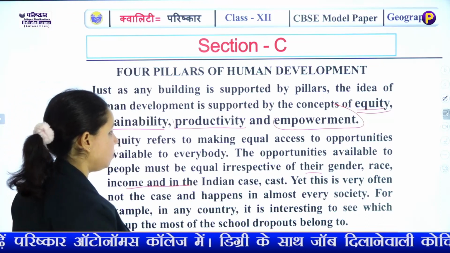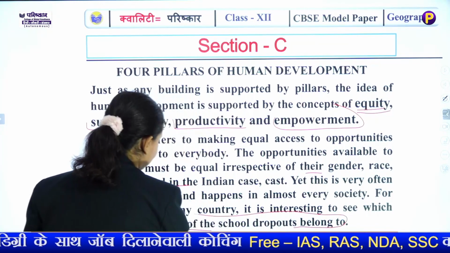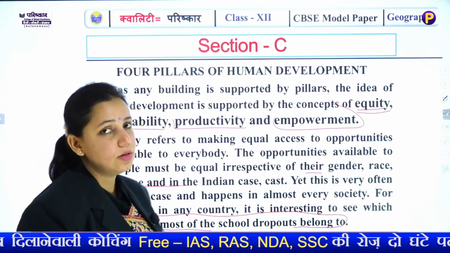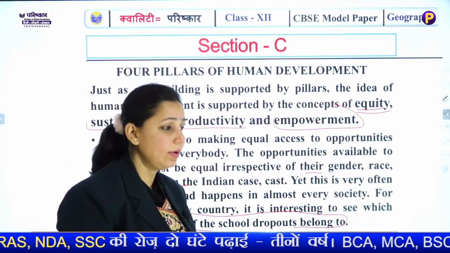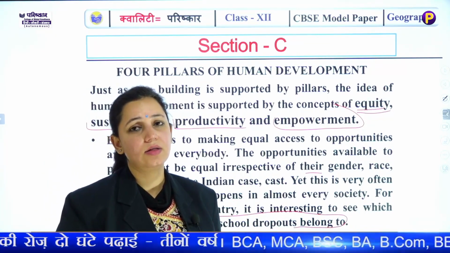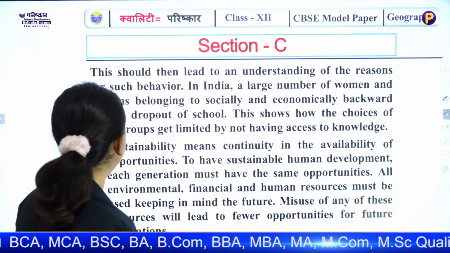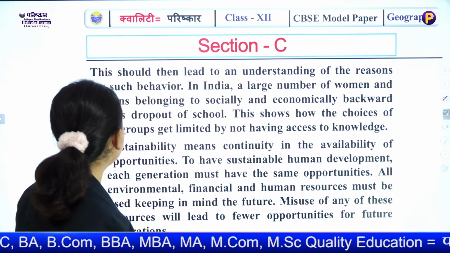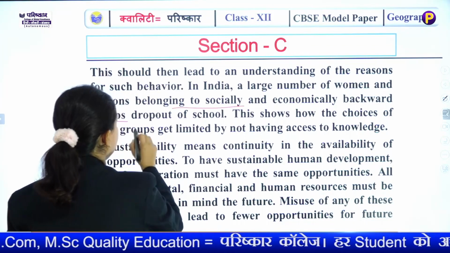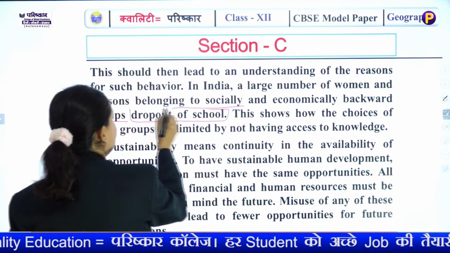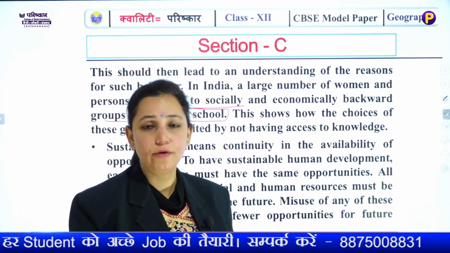In any country, it is interesting to see which group most of the school dropouts belong to. If you want to see the aspect of equity in a country, you have to evaluate whether every section of the society is getting the same opportunity and standing on the same platform. In India, a large number of women and persons belonging to socially and economically backward groups are school dropouts. We have taken one parameter to judge this factor of equity.